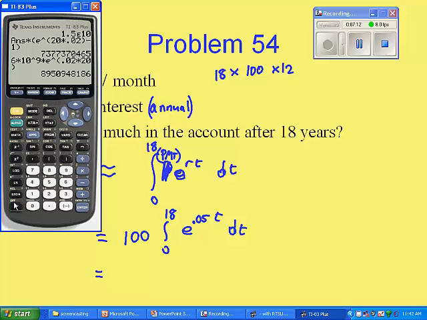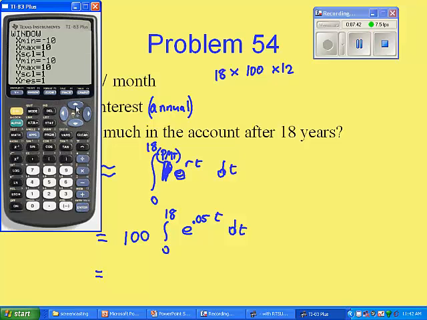So here I'm going to go to my y equals screen, and I'm going to type in 100, which was my payment, times e to the 0.05 t, well, x in this case. Okay? And if I just do a standard graph, there's no way I'm going to see it.